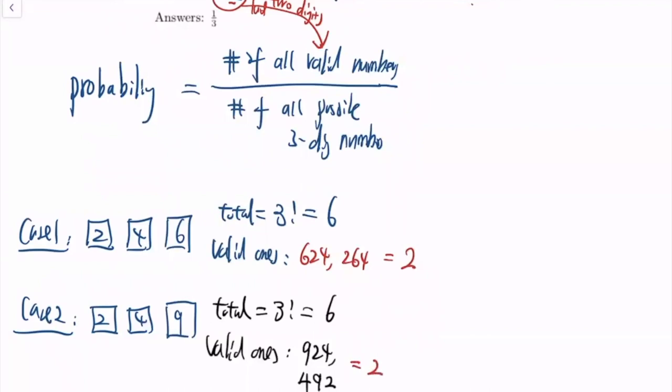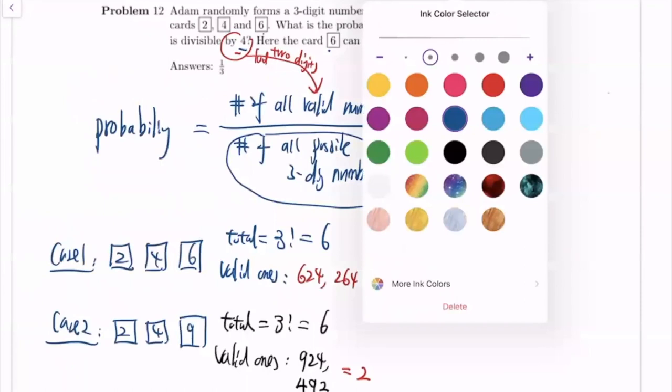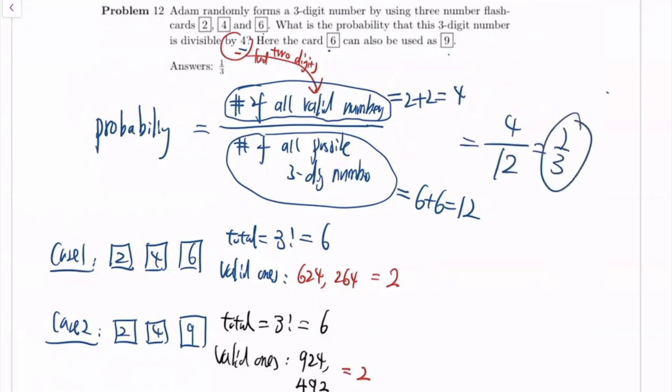All right, then the number of all possible three-digit numbers will be 6 plus 6, that's 12, that's all we have. And the number of all valid numbers divisible by 4 will be 2 plus 2, which is 4. So that fraction will be 4 over 12, that is 1/3. That's the probability.